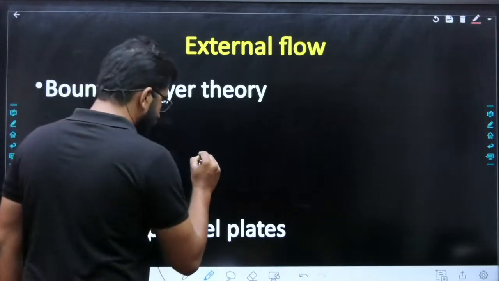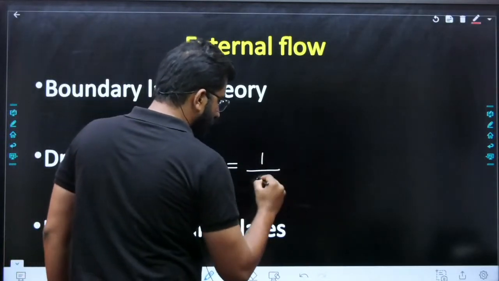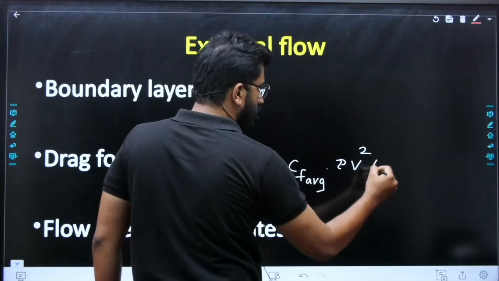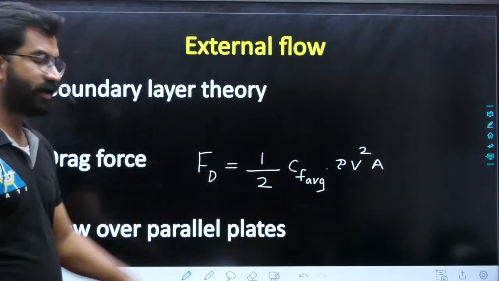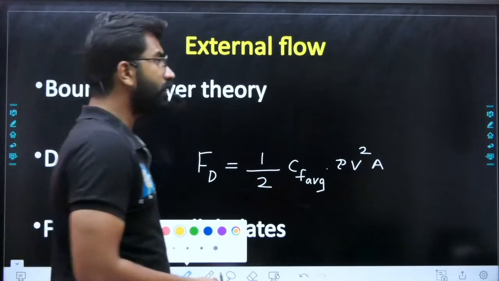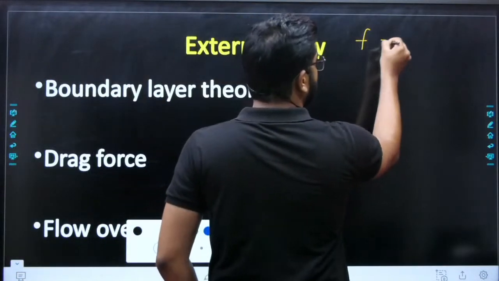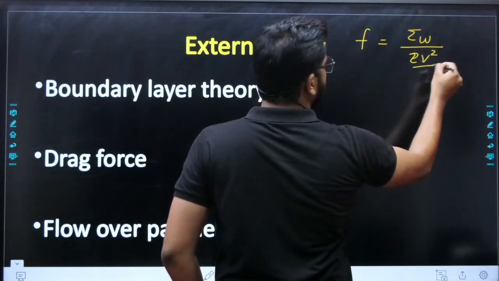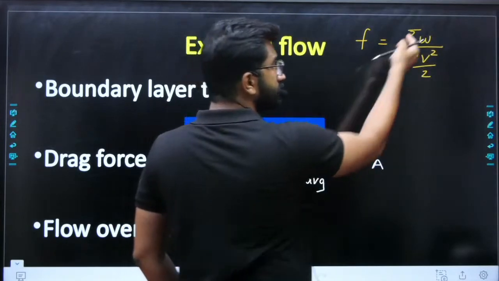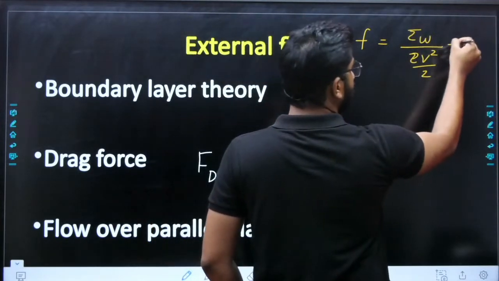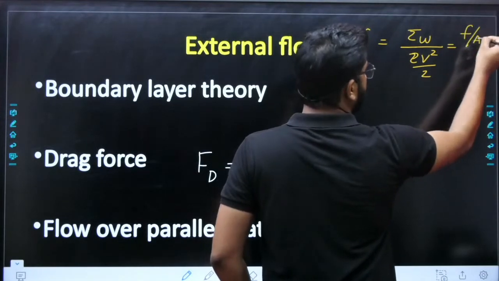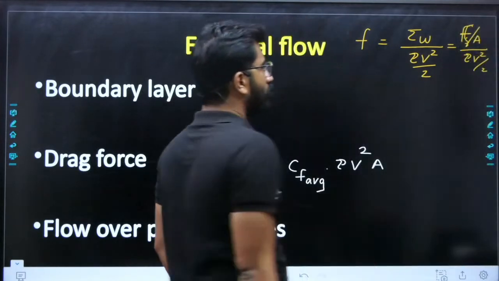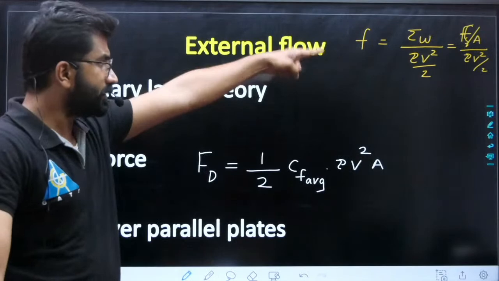What is the equation for drag force? Drag force equation is 1/2 CF average into rho v square A. Right? CF average rho v square A. Have you seen this equation somewhere? If you remember, your Fanning friction factor equation is tau W divided by rho v square by 2. What is this tau W? Tau W is actually F by A, right. What is F? F is the force, shear force, whichever force, drag force, right.